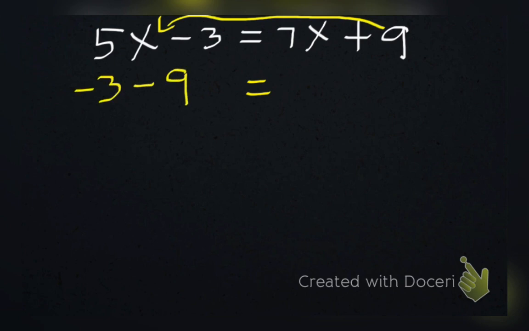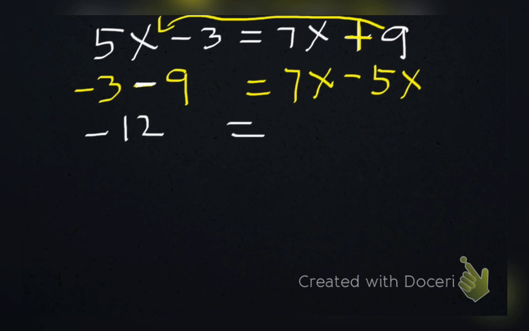So combining like terms on the other side, we move 5x to the right, so it becomes negative 5x. So we have 7x minus 5x. Now let us solve minus 3 minus 9 equals minus 12. So 7x minus 5x equals 2x. So there you go. We have our equation. Minus 12 equals 2x.